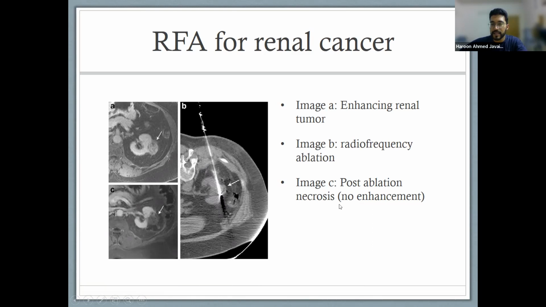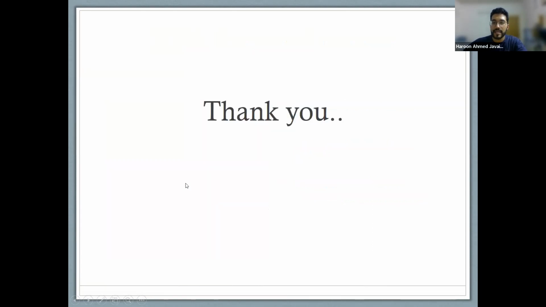Post ablation, there is necrosis. So once they do the CT with contrast again, you can see that none of this, the contrast is taken up. So you know that this region is no longer alive. So there is necrosis over here now. So they got rid of the cancer, basically. This is really cool because you can actually see the radiation, which is being fired at a particular spot. Okay, and that's about it.